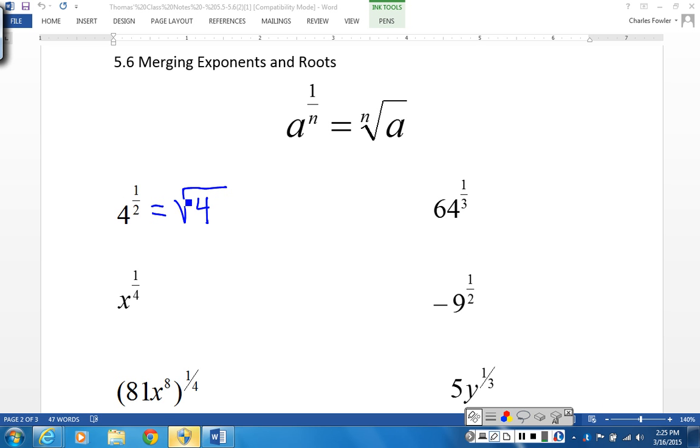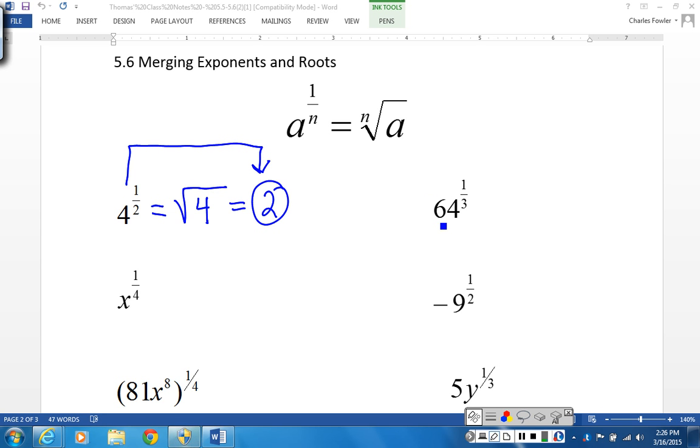Now let me say this about square roots: we don't normally write 2 for square root symbols. Normally you're supposed to have a little 2 here, right? But it's just understood for square roots, for whatever reason, that 2 is understood, and that's the square root symbol. Alright, and it turns out we can simplify the square root of 4, so the final answer is just 2. So 4 to the 1/2, if you do the algebra, you'll see that it is equivalent to 2.